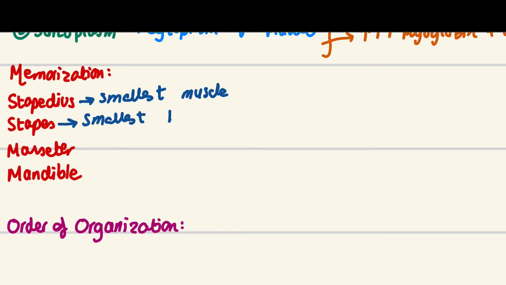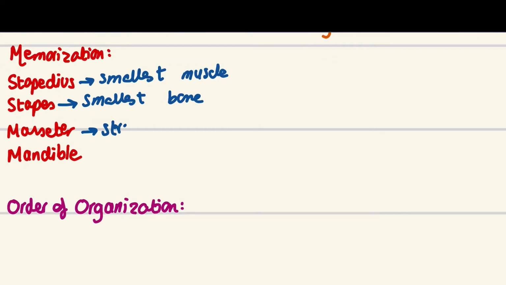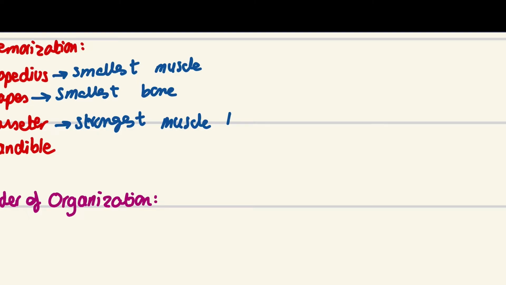Alright, what is the masseter? This is basically the strongest muscle based on weight. It's a jaw muscle, one of the jaw muscles. Strongest muscle, at least according to MDCAT, strongest muscle based on weight.